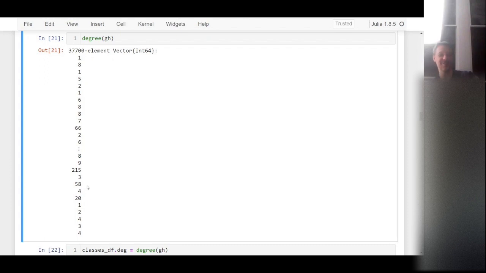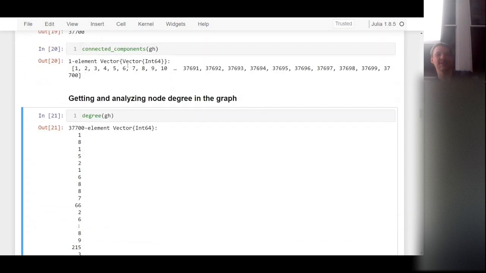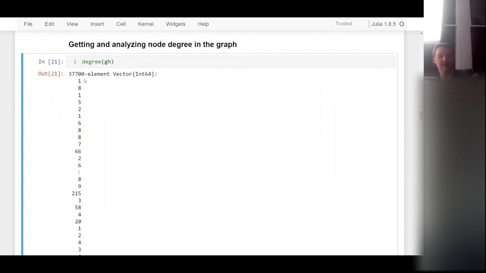Exactly. I already see 1, here and here, and I know I cannot get 0, because then I wouldn't have this connected component as a single component. I would have at least two components in my graph. So having both parts of information, I know that the minimum degree is 1.